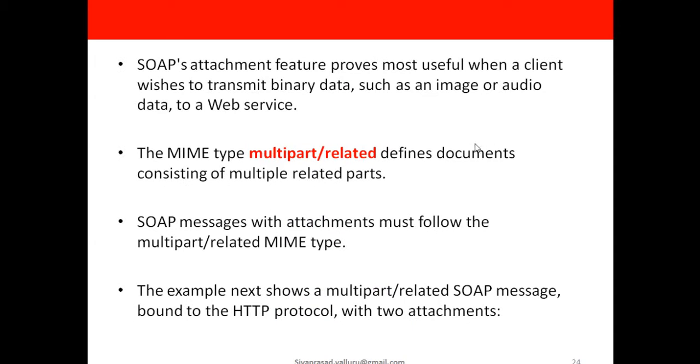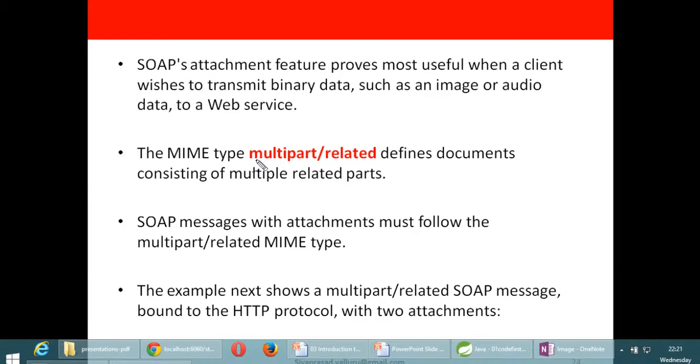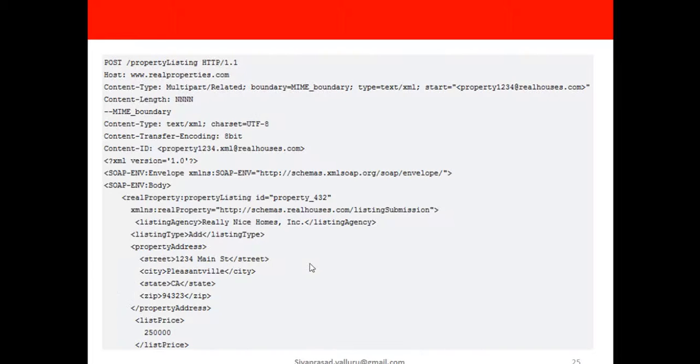Okay. So as I told you, if you want to send some binary data in SOAP, the request you are sending will be multipart/related. The MIME type of the request will be multipart/related. So SOAP messages with attachments must follow this multipart/related MIME type. So see another example here. Whenever you want to send some binary data, some images, etc., see what the example is doing.